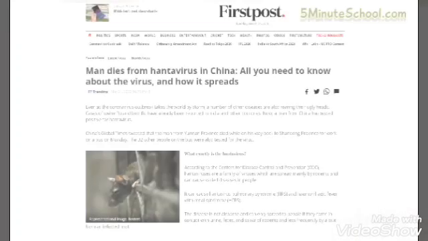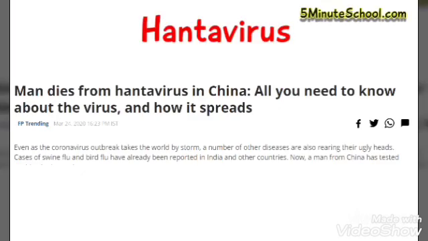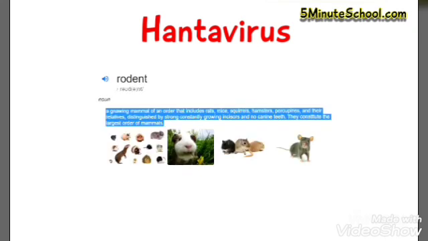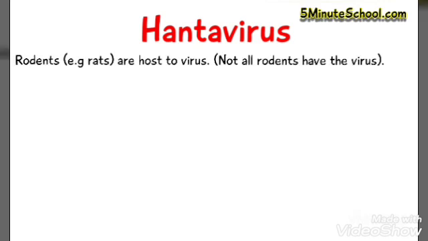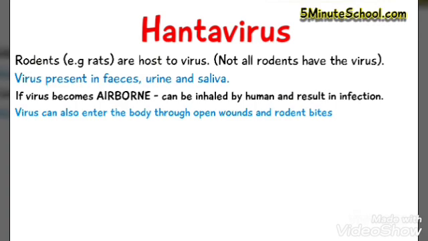You may have heard in the news a man in China died from an infection with a virus known as hantavirus. Yes, you heard different. There is another virus on the agenda. So this virus originates from rodents like rats who are hosts to the virus. The virus is also contained inside the feces and urine of the rodent, even in the saliva. And if the virus becomes airborne, it can be inhaled by a human and result in infection. The virus can also enter through open wounds and also through bites.